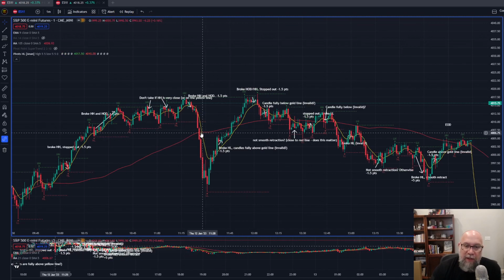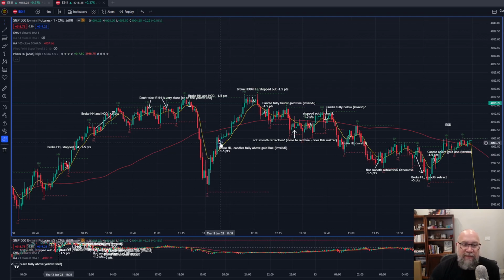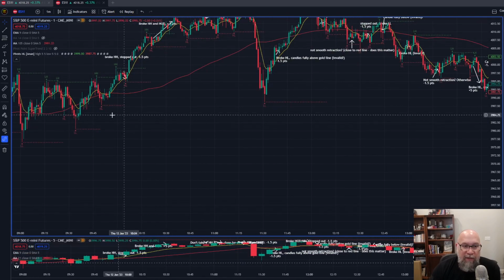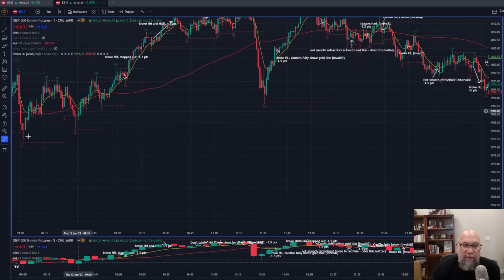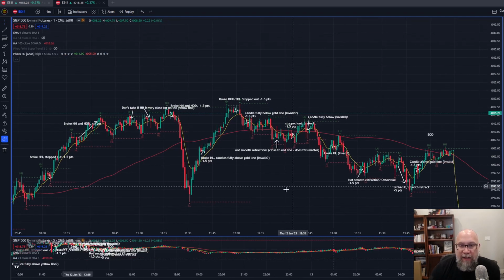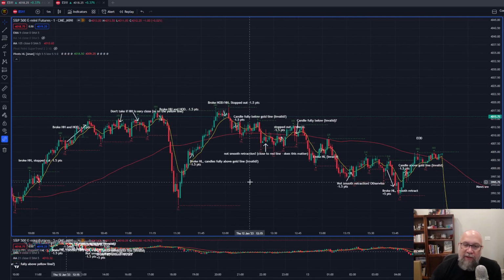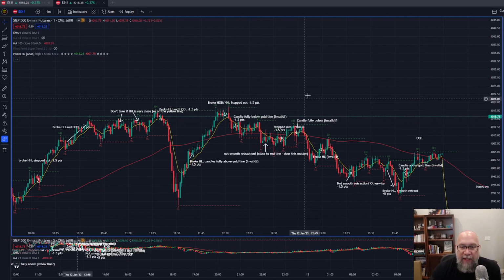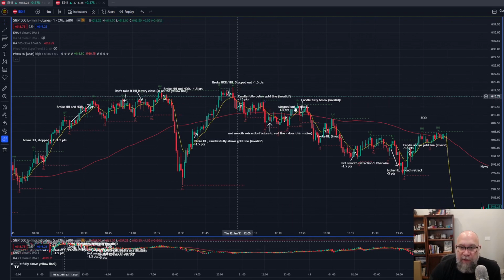So we need to be moving down, which we did. We broke this higher low, this higher low, this higher low, and this higher low on the way down. We did retract, so that does in theory make sense. But if you look at where the lowest lows are, we did not make it down there. I don't know if that's supposed to be valid according to this trade plan, or if you always have to break a high of day or a low of day. Here we broke the high of day. Here the candle is fully below the gold line.